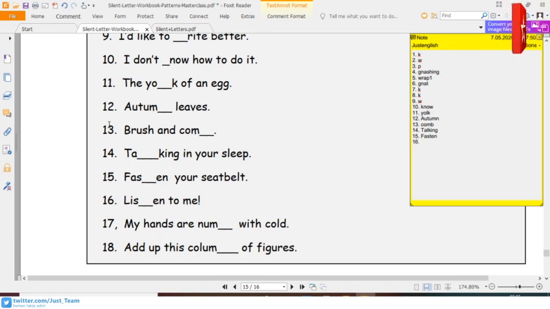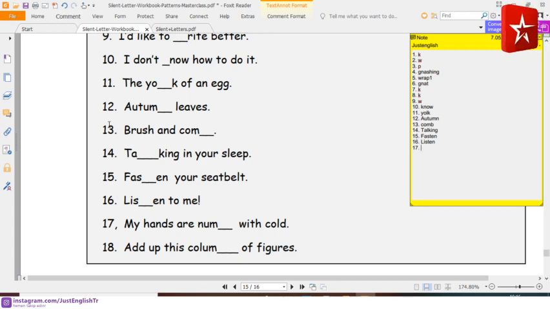Okay, number 16, blah, blah, blah, to me. How can we correct it? Can you tell me the correct answer, please? I'm waiting for your answers. Yes, listen is a correct answer for number 16. And last two sentences we have to do. Number 16 is listen.